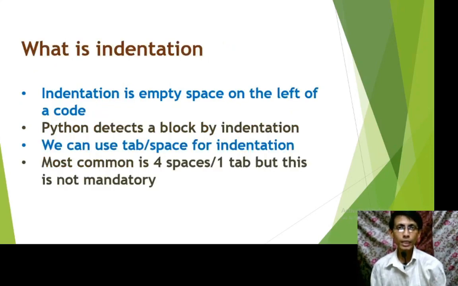Indentation is nothing but a space we give to the left of our code, and using this indentation Python detects a block. There is no such rule that says how many spaces you have to give, but the most common convention is 4 spaces or 1 tab. You can give any number of spaces.